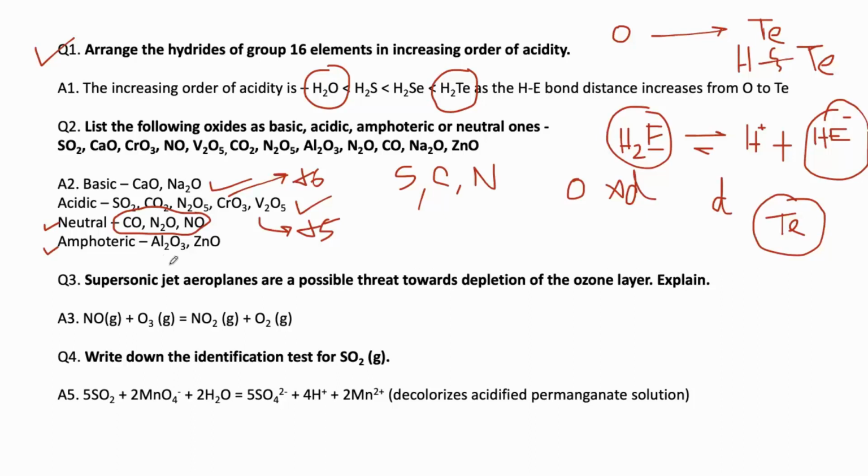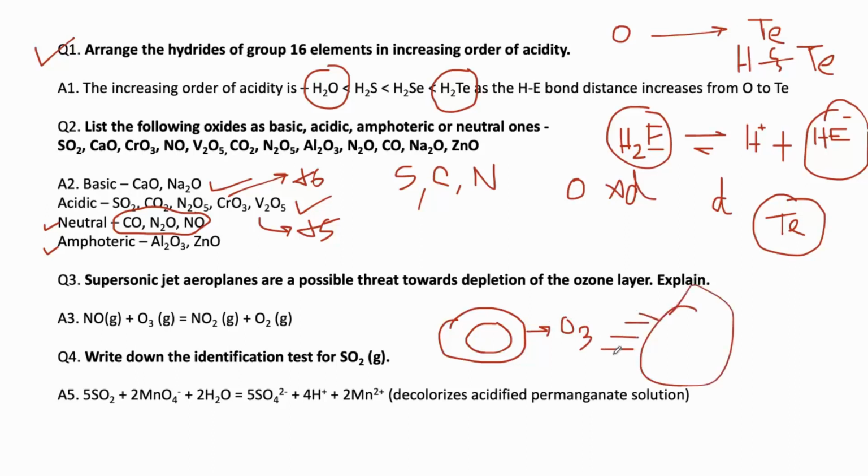The next question is: supersonic jet aeroplanes are a possible threat towards the depletion of the ozone layer. Explain. The Earth is covered with a layer of ozone. Ozone is one of the allotropes of oxygen. From the sun, some harmful UV radiation is coming, and this layer of ozone is able to shrug off the UV radiation coming from the sun. That's why it is very important for us.